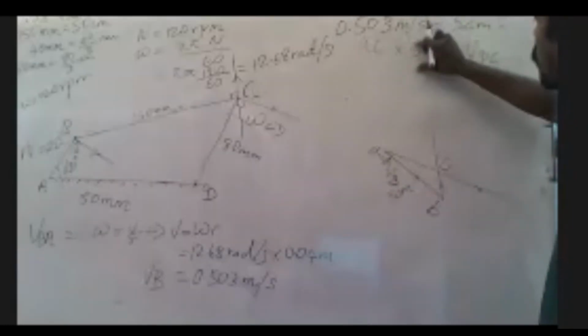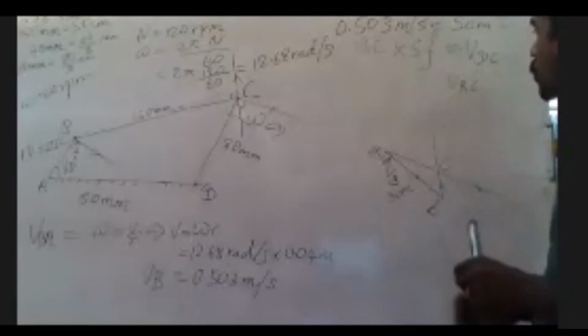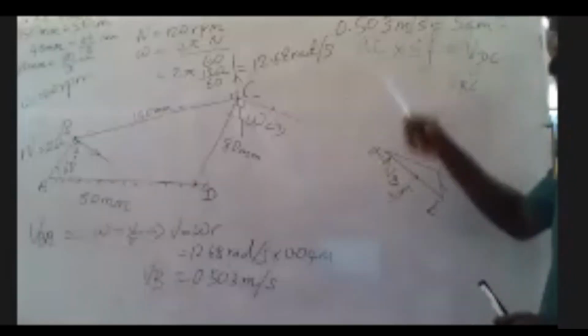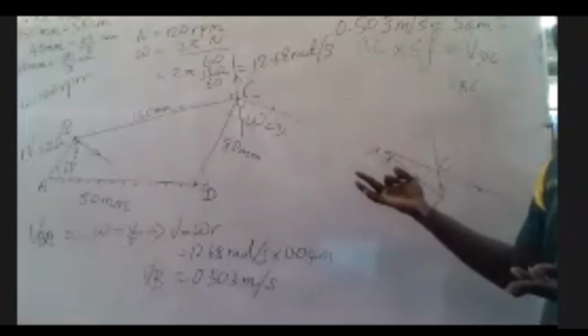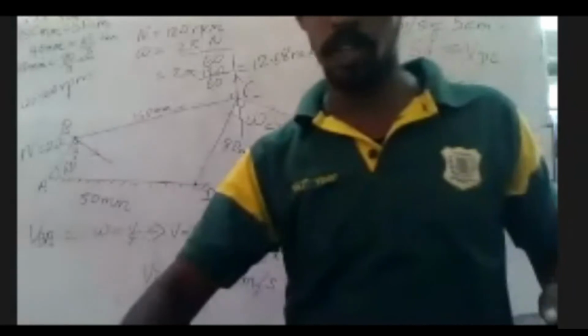In a similar way, the length of this one, you measure with your scale, and multiplied by the scale factor, it will give you the velocity of BC, right? This is how we will find the velocity. You measure it, multiply with the scale factor, and write the velocity. That's the velocity, right?